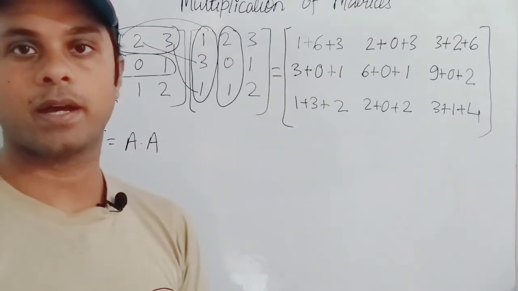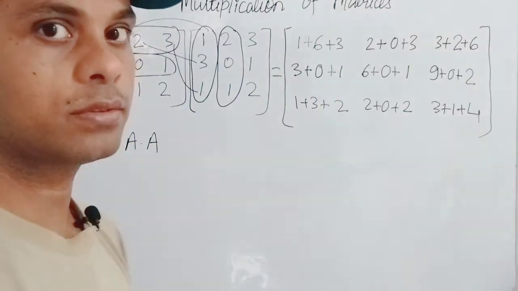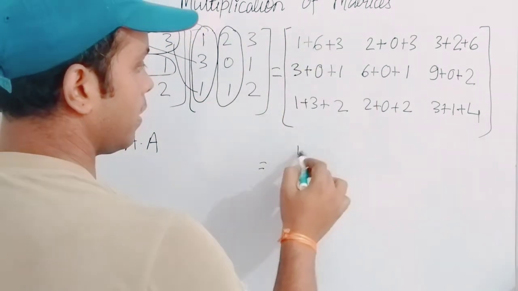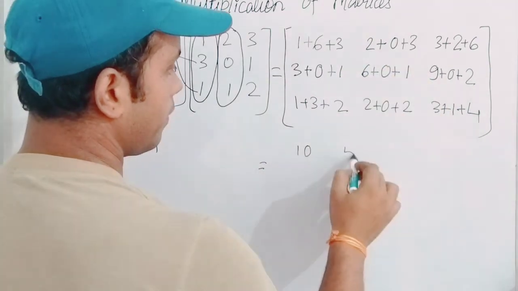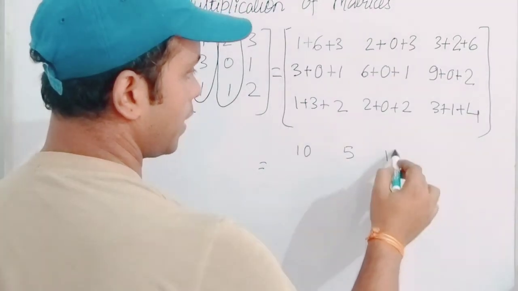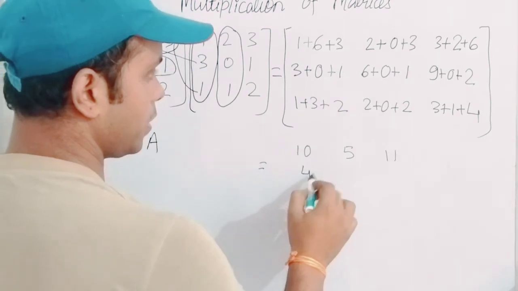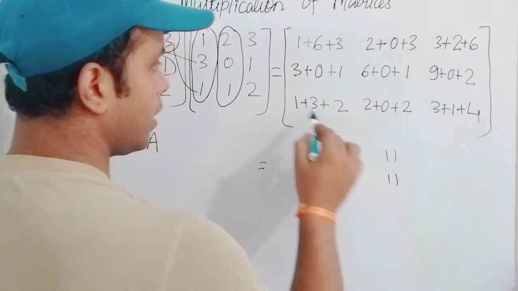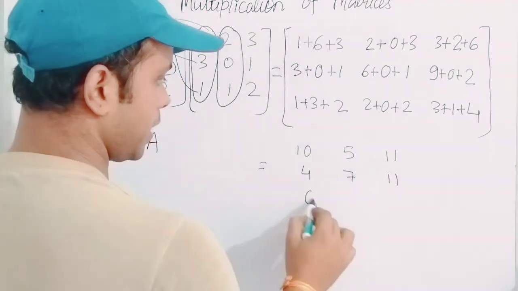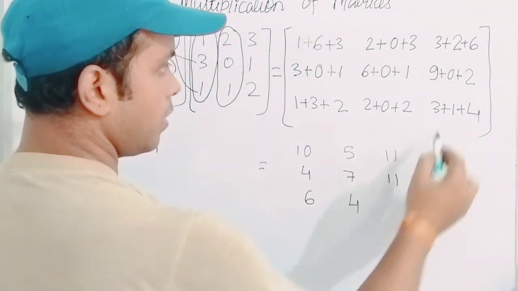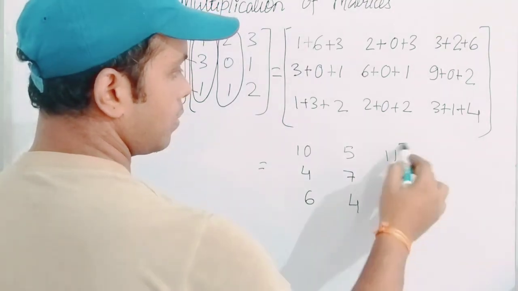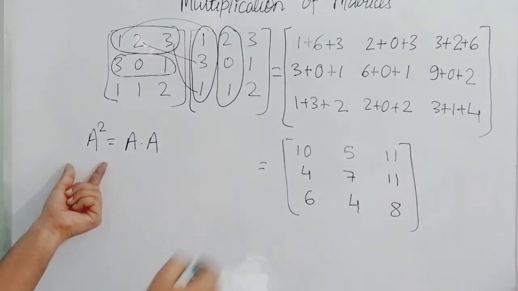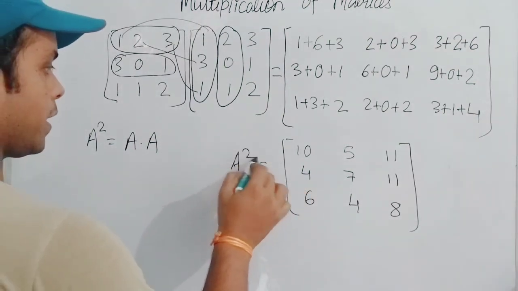Now simplify these terms and get your answer. So if you simplify, then you obtain 10, 5, 11, 3 plus 1 is 4, 6 plus 1 is 7, 9 plus 2 is 11, this is 6, 4 and 8. So this way we obtain A square. This is the value of A square.